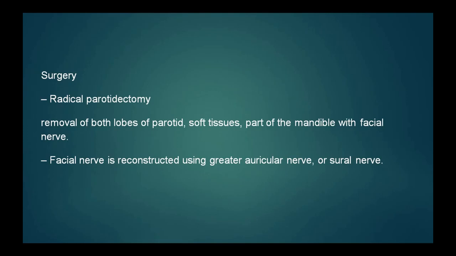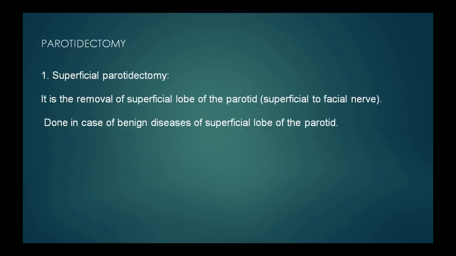Now coming to the surgery. So usually in malignancies or malignant tumors, radical parotidectomy is done. That is removal of both lobes of the parotid, soft tissues and part of the mandible with the facial nerve. Facial nerve is reconstructed using greater auricular nerve or sural nerve.